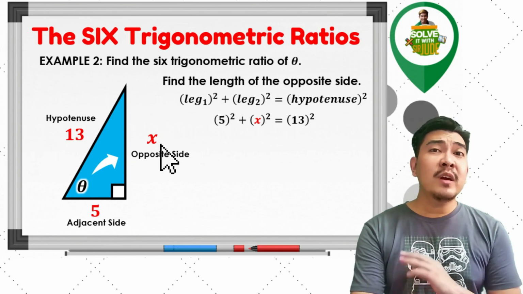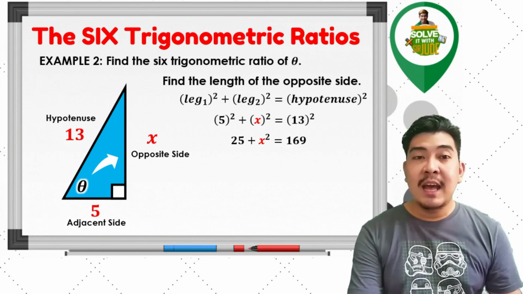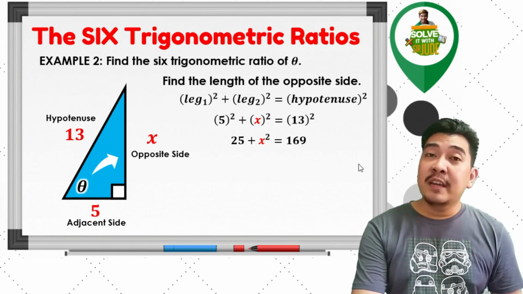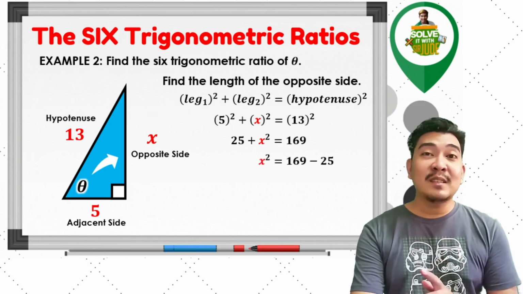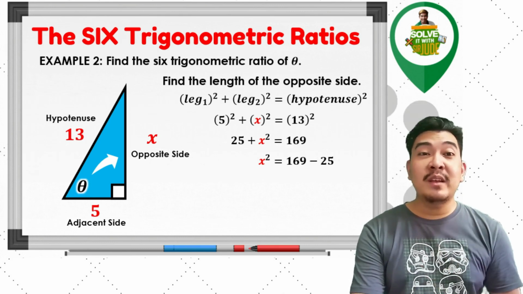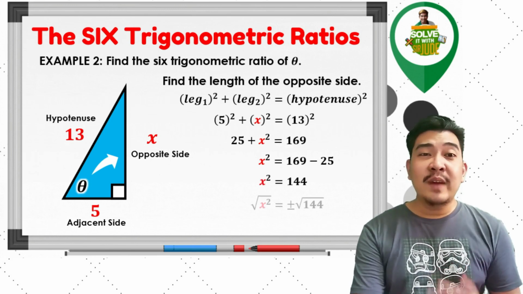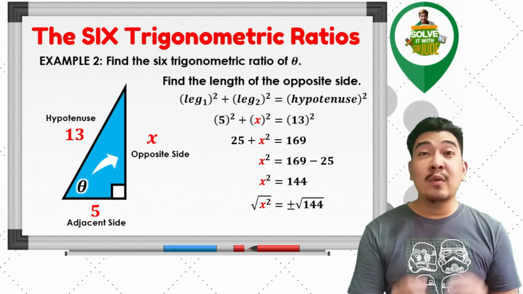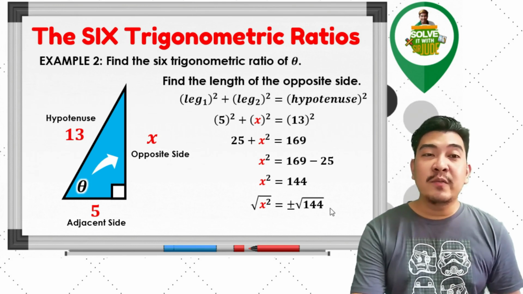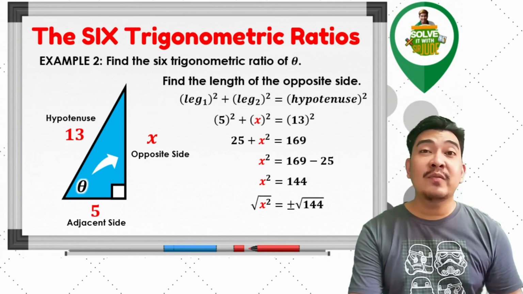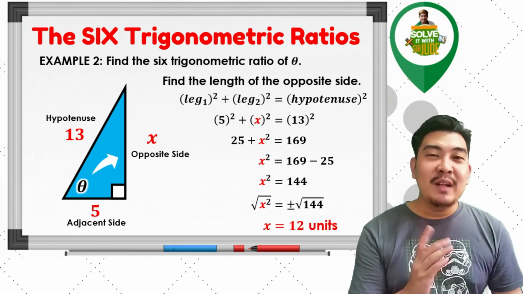Then, if we are going to square the terms, so that will now be 25 plus x squared is equal to 169. Let us now transpose 25 to the other side of the equation, or by just applying your addition property of equality. So thus, we will obtain x squared is equal to 169 minus 25. 169 minus 25, that will be 144. So to get the value of x, we need to extract the square roots of both sides of our equation. And then we will only be using our positive square root of 144 since we are speaking about the length or the measurement of the side of the given right triangle. So therefore, we will be using x is equal to 12 units.